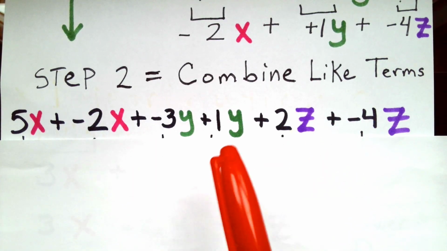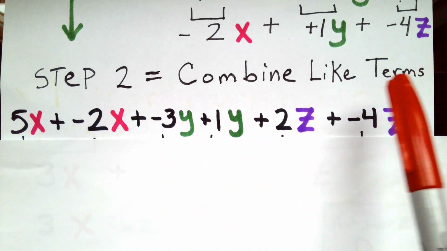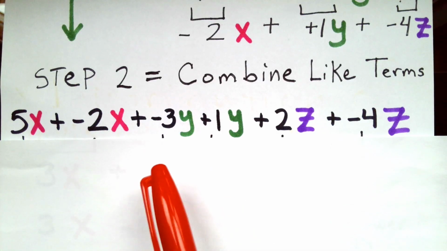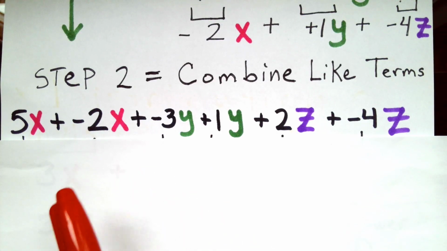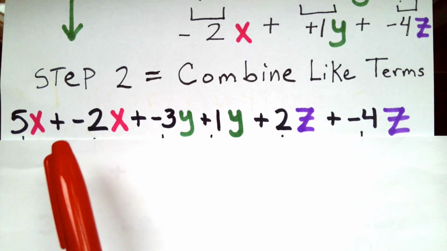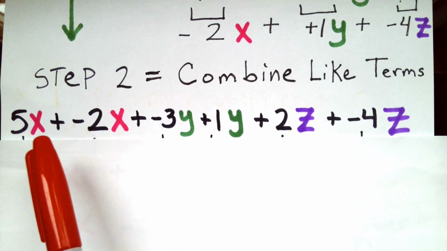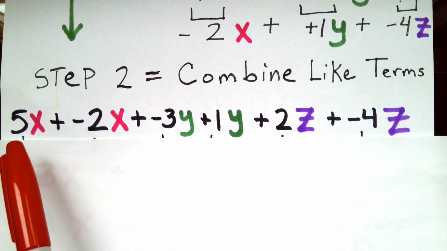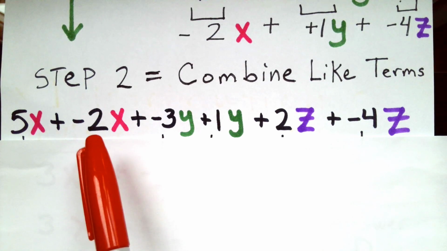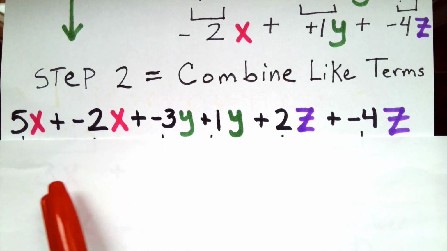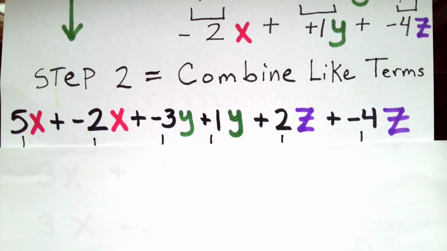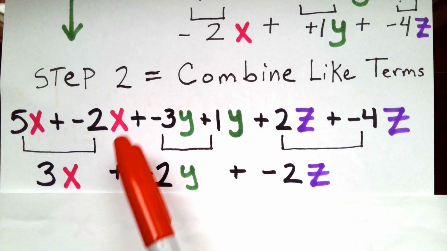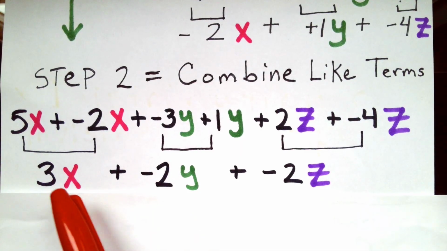If you don't know what like terms are, you can only add or subtract like terms. Watch my video on like terms versus non-like terms. It'll make your life so much easier. So we have an x value here. We're going to add 5 plus a negative 2. Hey, you've got $5. You just loaned somebody out $2. How many dollars do you have left? Well, hopefully you got at least $3 left, right? So don't forget that x is attached through multiplication.